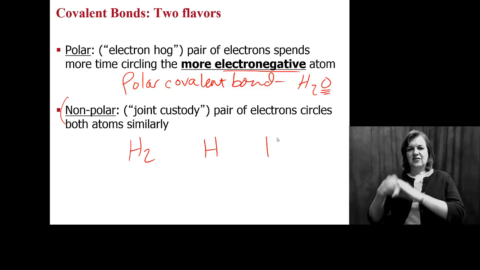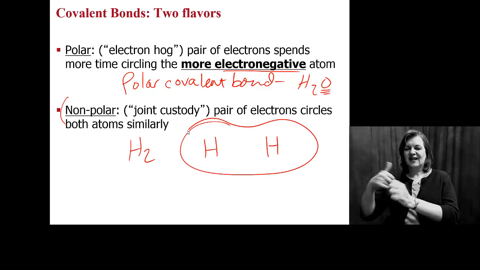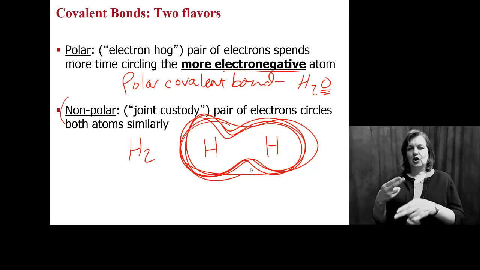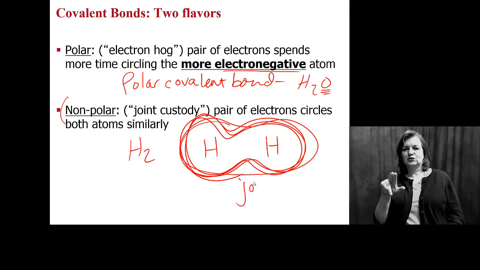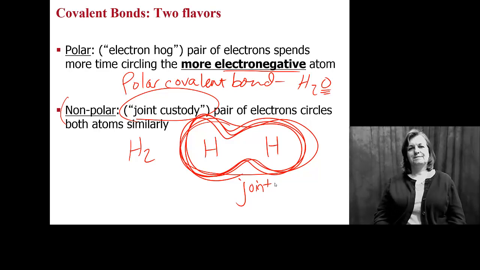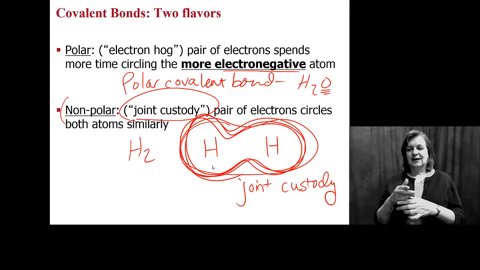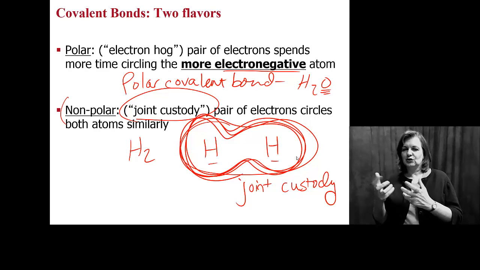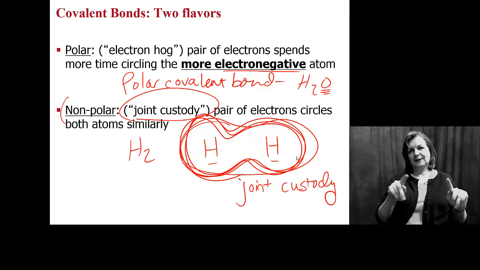Nonpolar is like our hydrogen, H2. We've got one hydrogen. We said the electrons just kind of spin around the outside. Everybody's happy. There's equal sharing. This is what I refer to as joint custody here, okay? So everybody's sharing, everybody's happy. That's great. But this is what we see typically between elements that are the same. We don't often see this between two different elements in a compound.